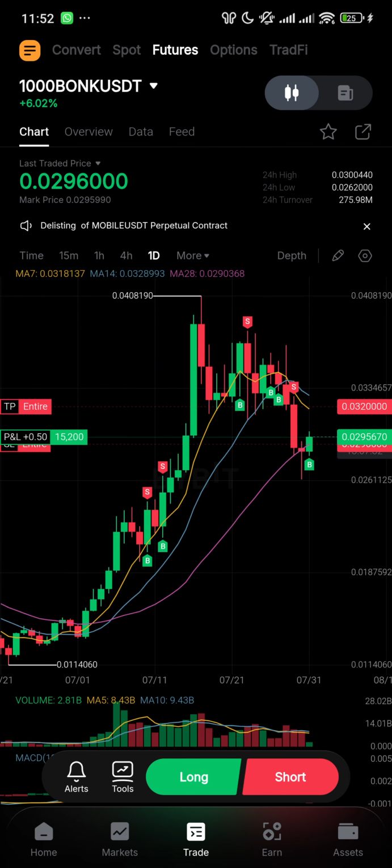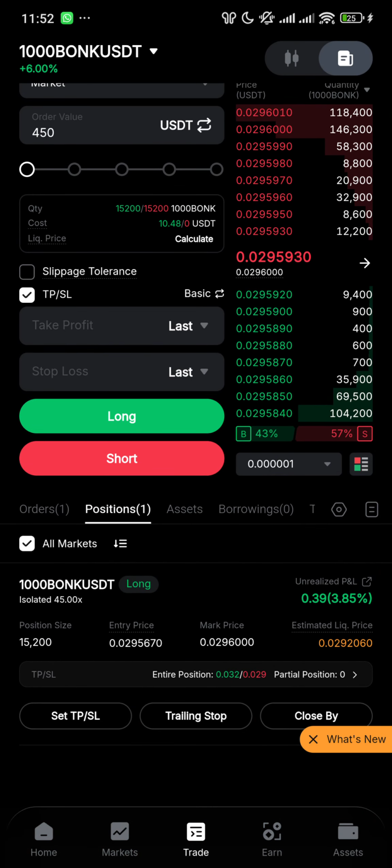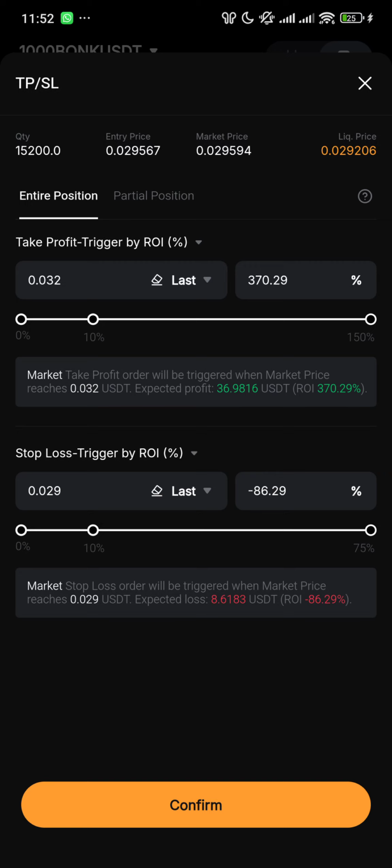So now I can just leave this trade and allow it to do its thing. When it gets to my take profits, I'm out. When it gets to my stop loss, I'm also out. Now this is where it gets juicy. You can set your profits. This is the take profit for the entire position and the stop loss for the entire position. You can see I'll be carrying this loss of minus 86%, but if it goes my way, I'll be making 370%.